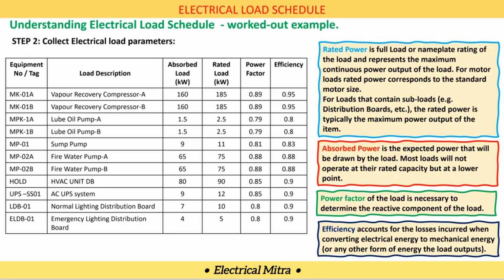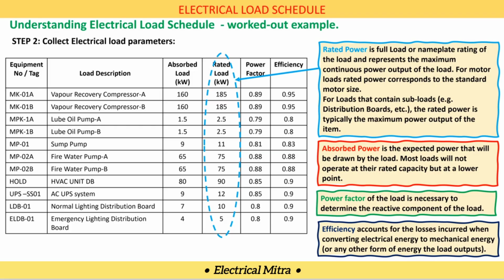Once we have the preliminary list of loads, we need to collect the electrical parameters like the rated power, the absorbed power, the power factor, and efficiency of these loads. Now, rated power is the full load or the nameplate rating of the load and represents the maximum continuous power output of the load. For motor loads, rated power corresponds to the standard motor size. For loads that contain subloads like distribution boards, the rated power is typically the maximum power output of the item with all the subloads in service.